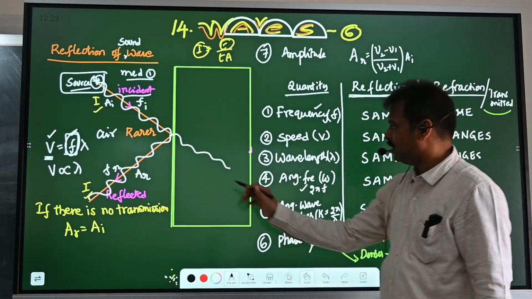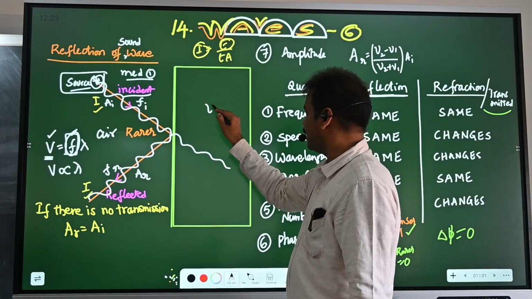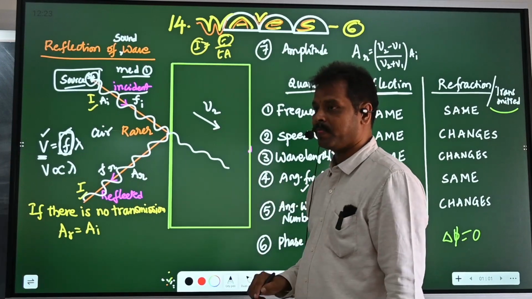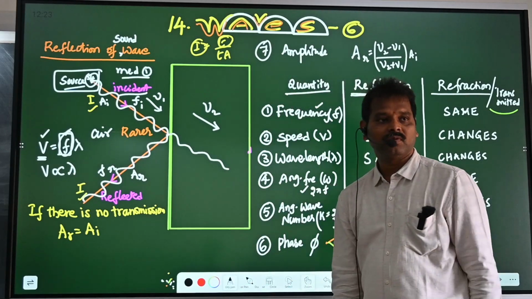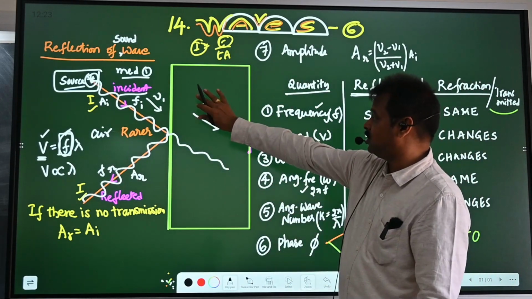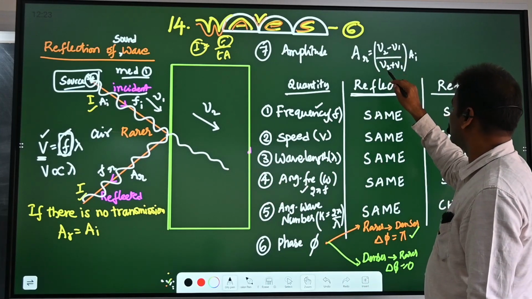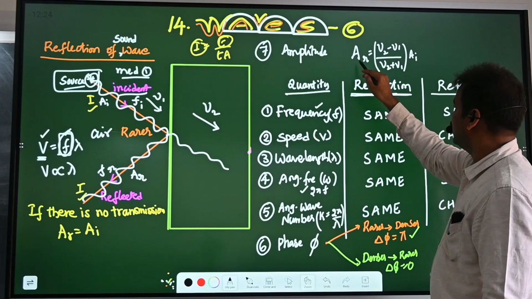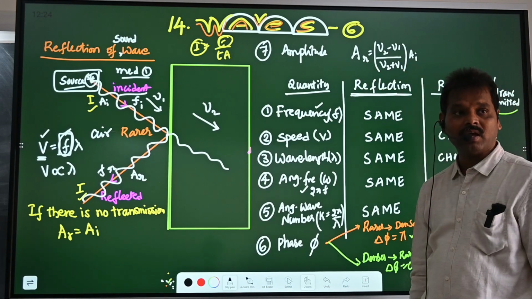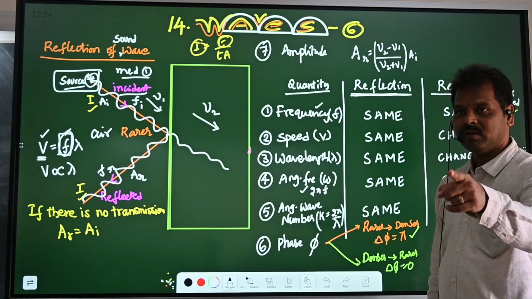What is V1 and V2? V2 is the velocity of the wave in the second medium. V1 is the velocity of the wave in the first medium. Suppose V2 is 0, no wave is entering here. So we get minus V1 by plus V1. V1 will get cancelled. A reflected is equal to minus A incident. Minus, opposite. Clear?